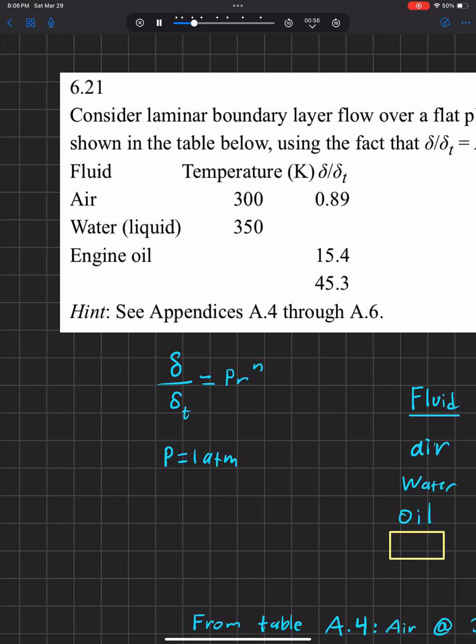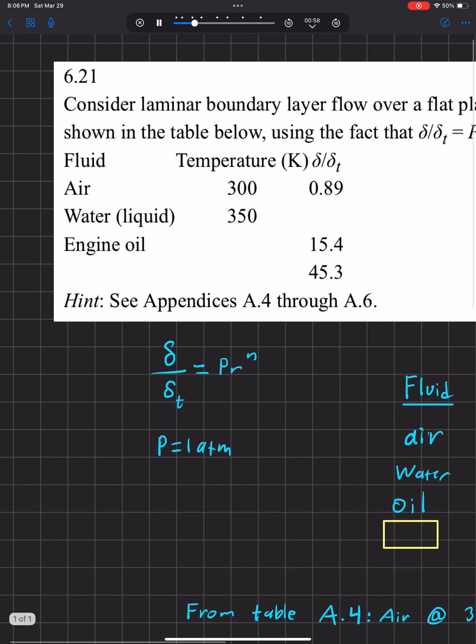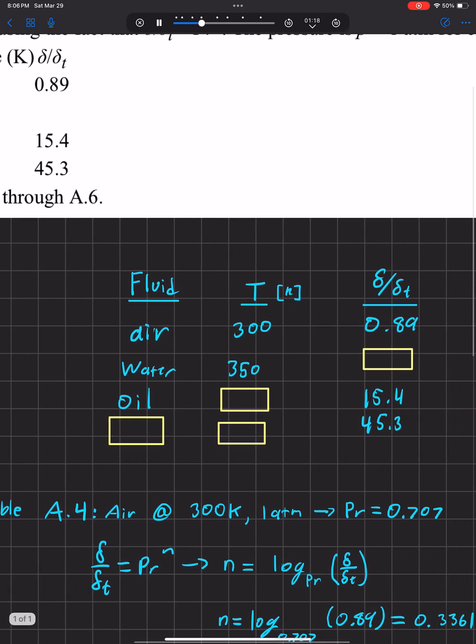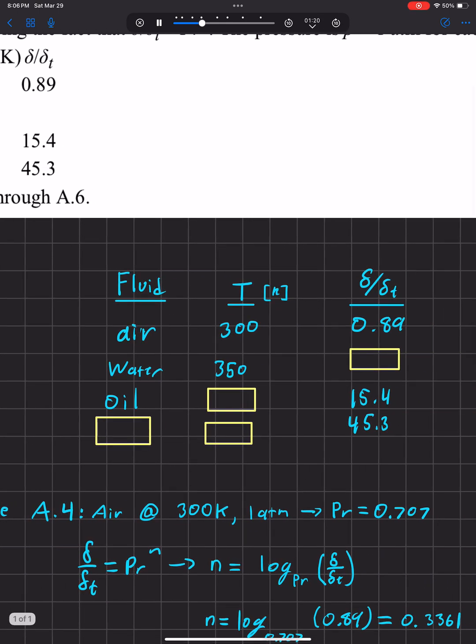So first, I just quickly jotted down some notes again that delta over delta T is equal to the Prandtl number to the n, and because we know that the flow conditions are identical, we can assume that the n will be the same, so we'll have to find that. I also noted again that pressure equals 1 atmosphere for all of these, and then I just filled in the table and marked out the 4 missing values just to make it clear what I'll be looking for in this question.